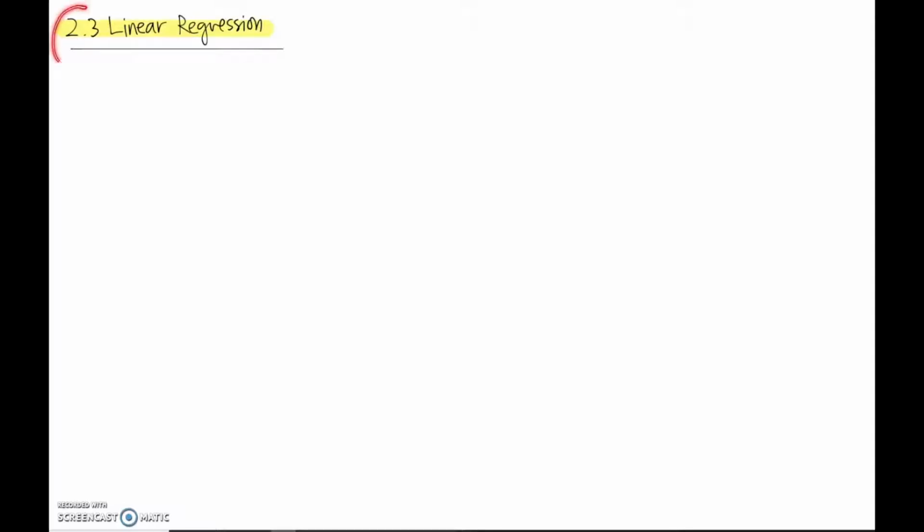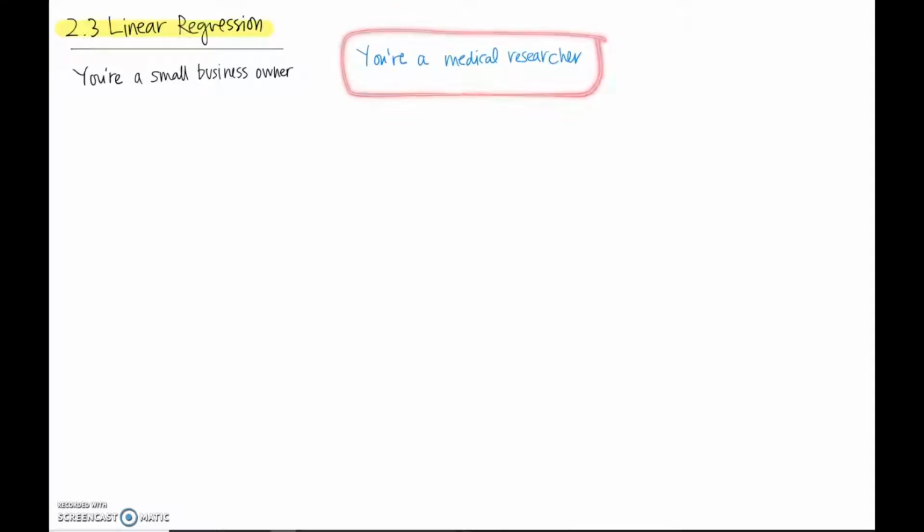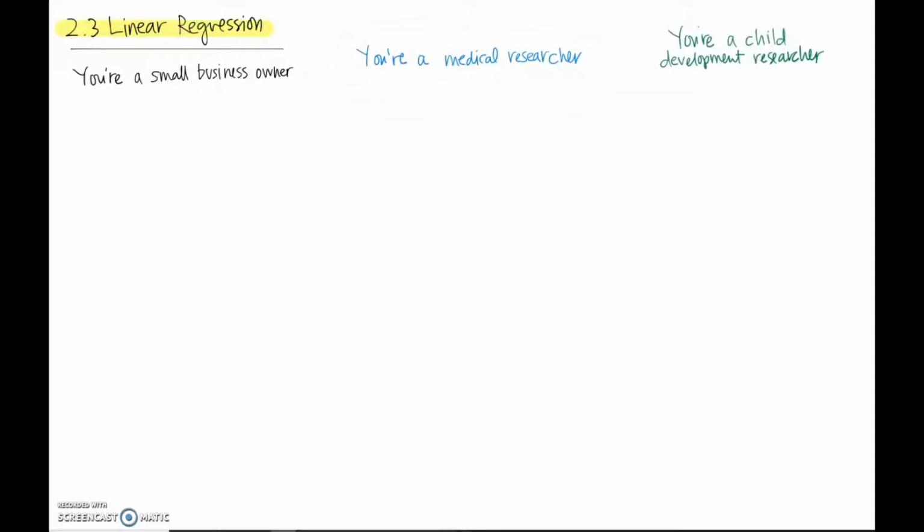We're now in section 2.3, which is a topic called linear regression. And before I even tell you what regression is, I want to talk about 3 different scenarios. The first scenario is you're a small business owner. The second scenario is you are a medical researcher. The last scenario is you're a child development researcher.